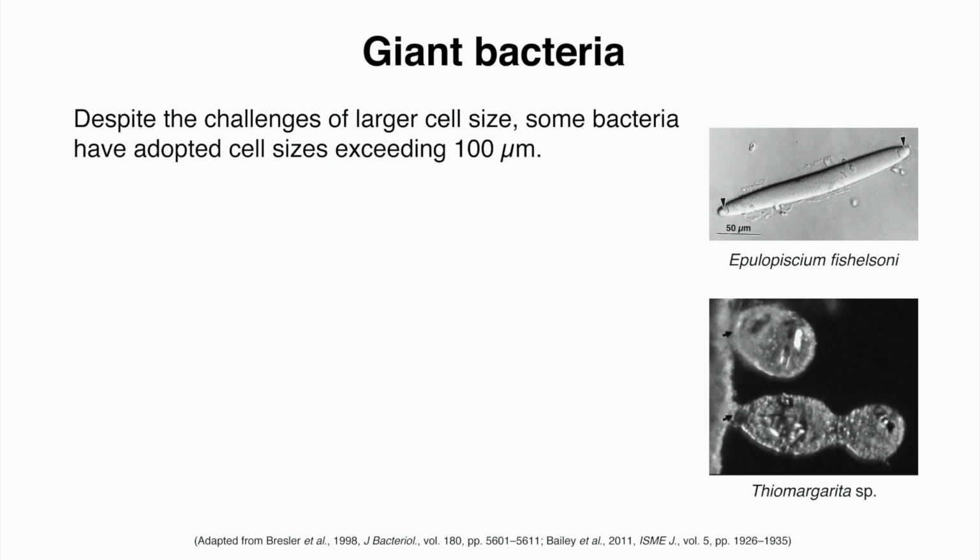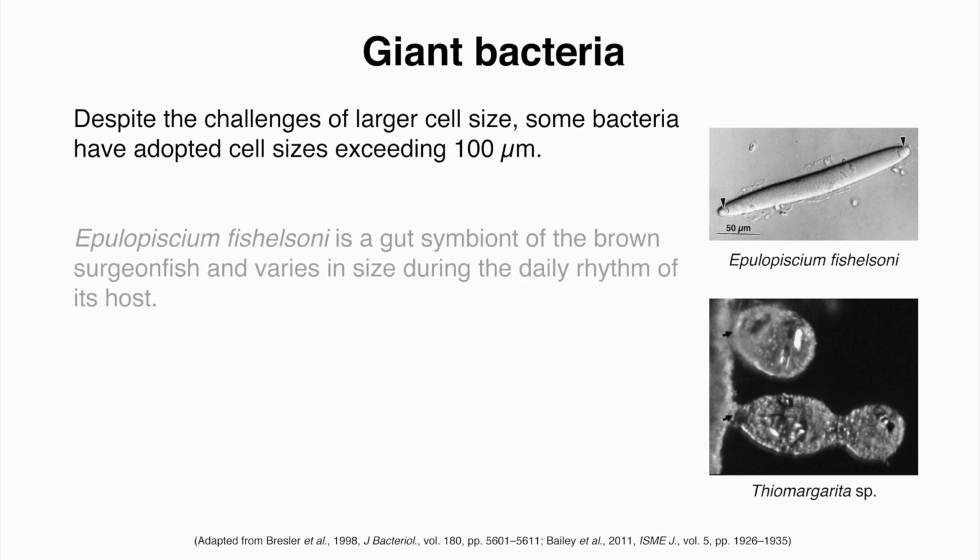Despite the challenges of larger cell size, some bacteria have adopted cell sizes exceeding 100 micrometers. Epulopiscium fishelsoni is a gut symbiont of the brown surgeonfish and varies in size during the daily rhythm of its host.